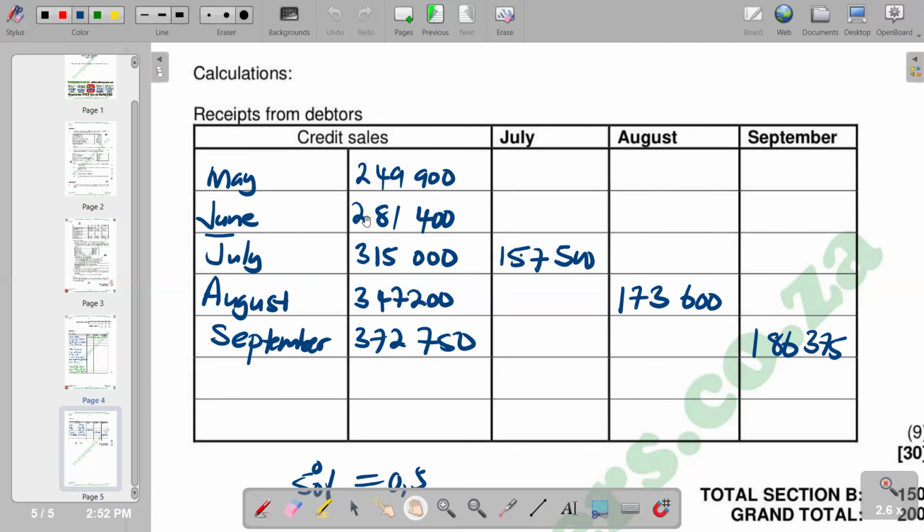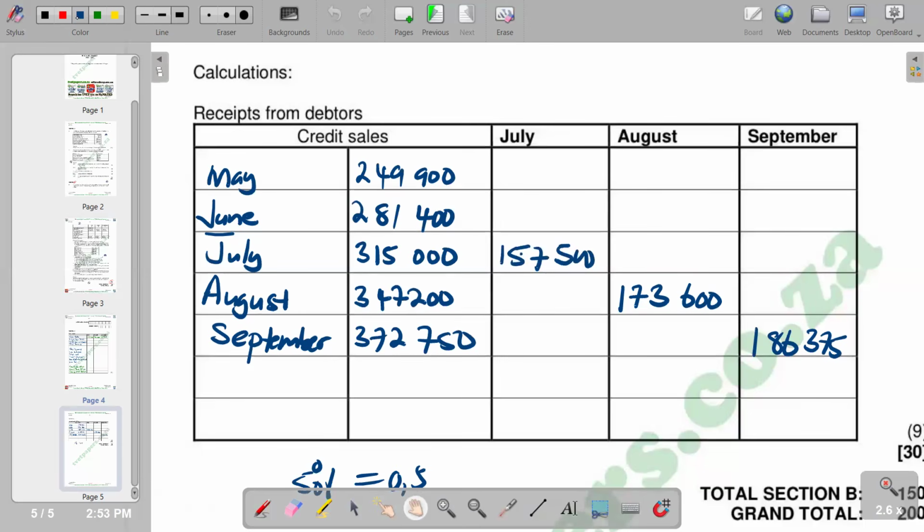So we say 0.3, which is our 30%, times 281,400. The answer is the sales that are going to be received in July. So we say June, and then we put them in July. With that calculation, 30% of 281,400 gives 84,420.